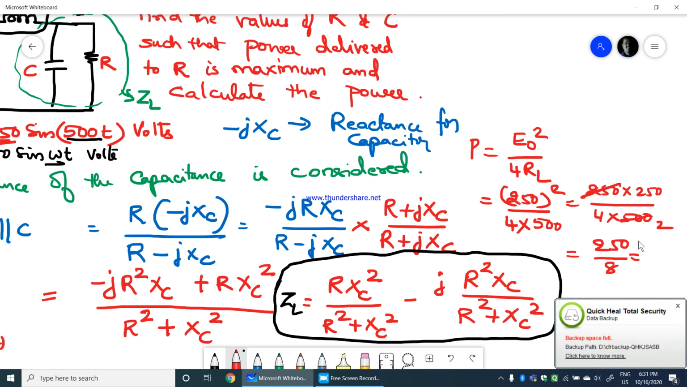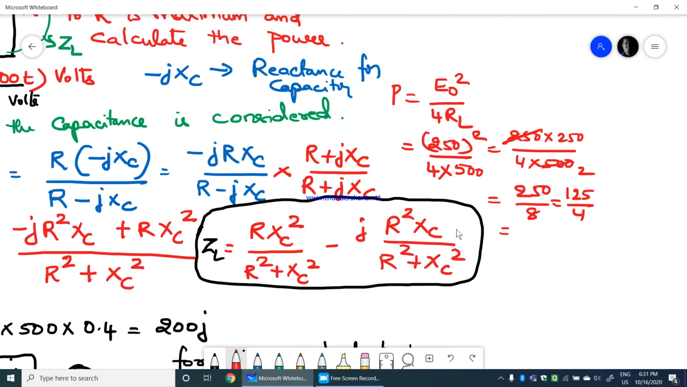This would be equal to what? 125 by 4, so Pmax would be equal to 31.2 watts. For this, I'm sorry, I think for the second problem, power was also asked. So power would be equal to 31.2 watts. I hope you got it.